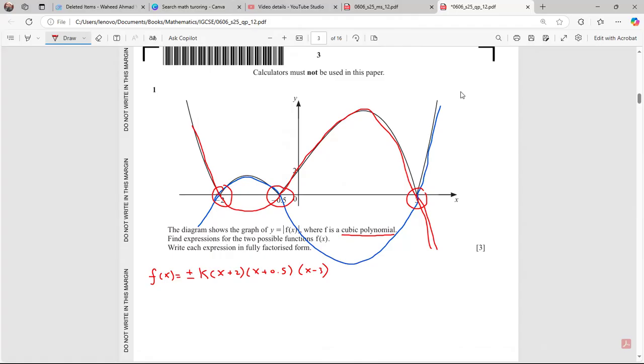Now we know that f(0) is 2. When x is 0, the value of the function is 2. So I will try to find f(0). This is going to be plus minus k, and when x is 0, it is going to be 2 here, 0.5 here, and minus 3 here. So this is going to be plus minus, and this cancels, and so okay, sorry, it will become minus plus.